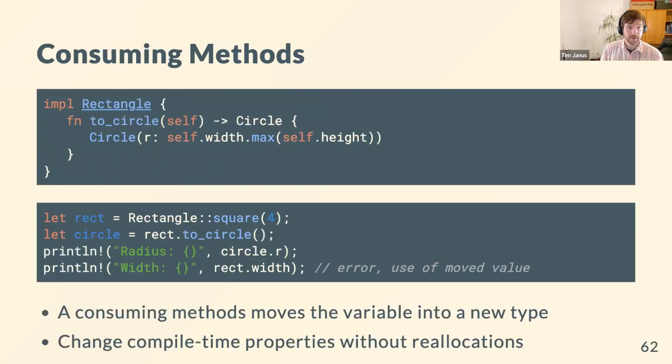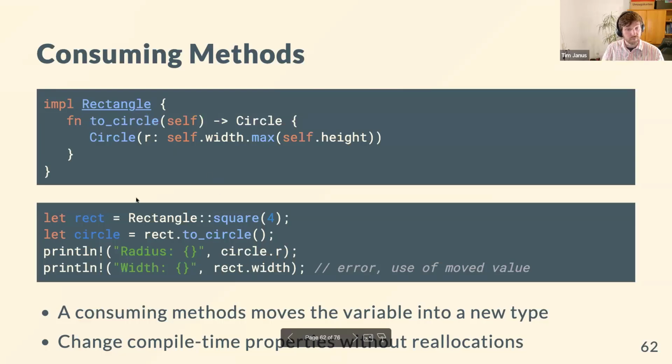And the last kind of methods are consuming methods. That is probably strange if you come from another programming language, because what you can do is you destroy or move your instance into this method itself, and then anything can happen with it. So here, as an example, we say we want a circle that contains the rect completely. So we take the radius of whatever is higher, width or height.